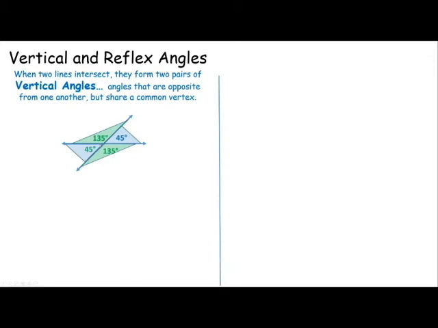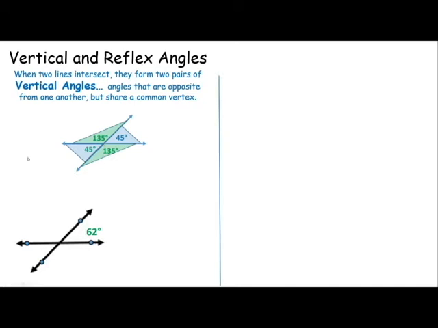This does not border both. The only point they have in common is that vertex or point of intersection right there in the middle. Vertical angles will share a common vertex like this, but they will not share common sides.